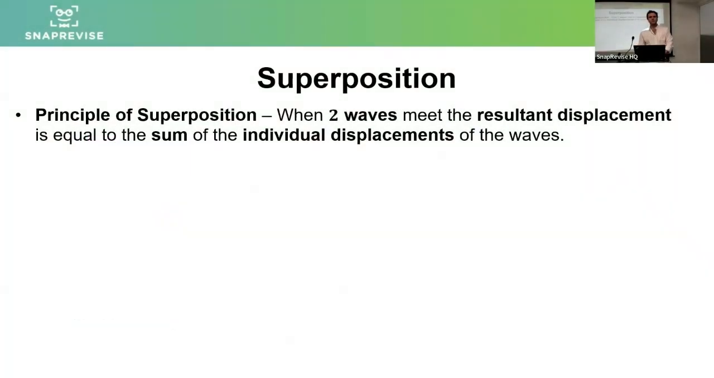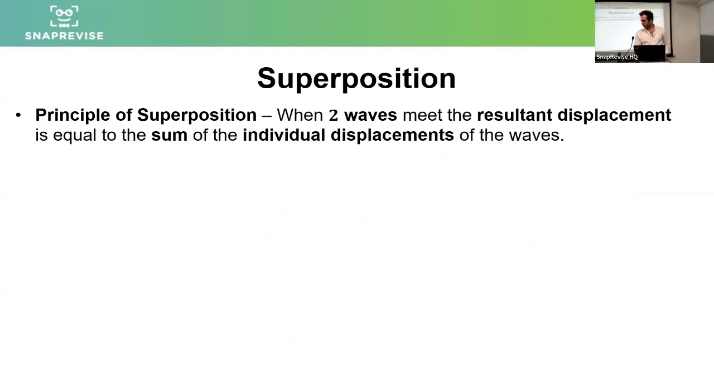So, superposition. If we have two light sources, how do they combine, essentially? The principle of superposition says that when two waves meet, they can either constructively interfere or destructively interfere, and it is the sum of their individual components.